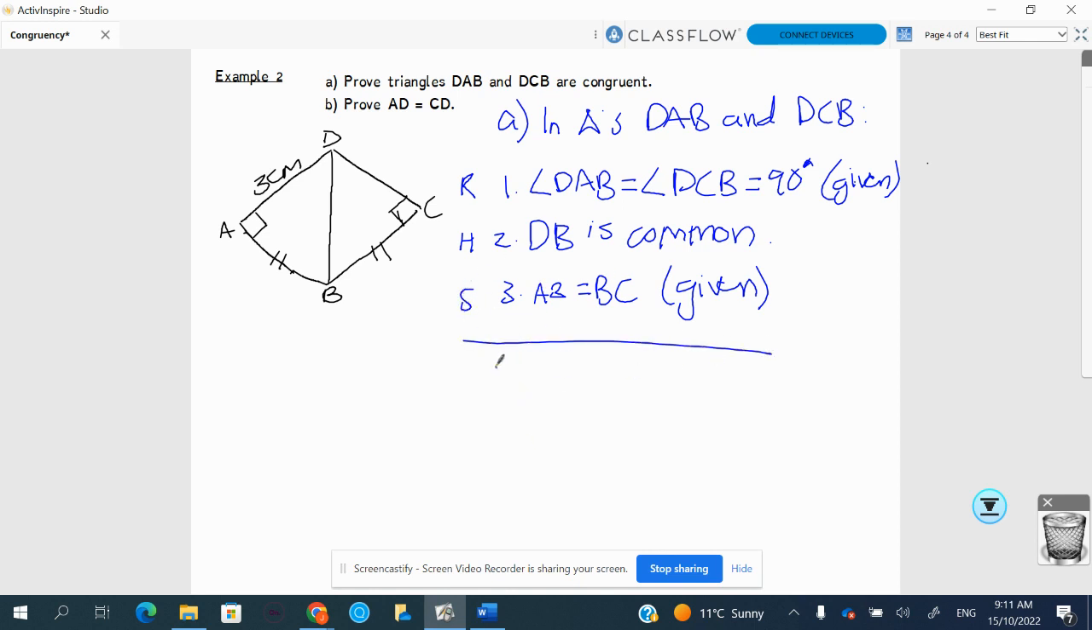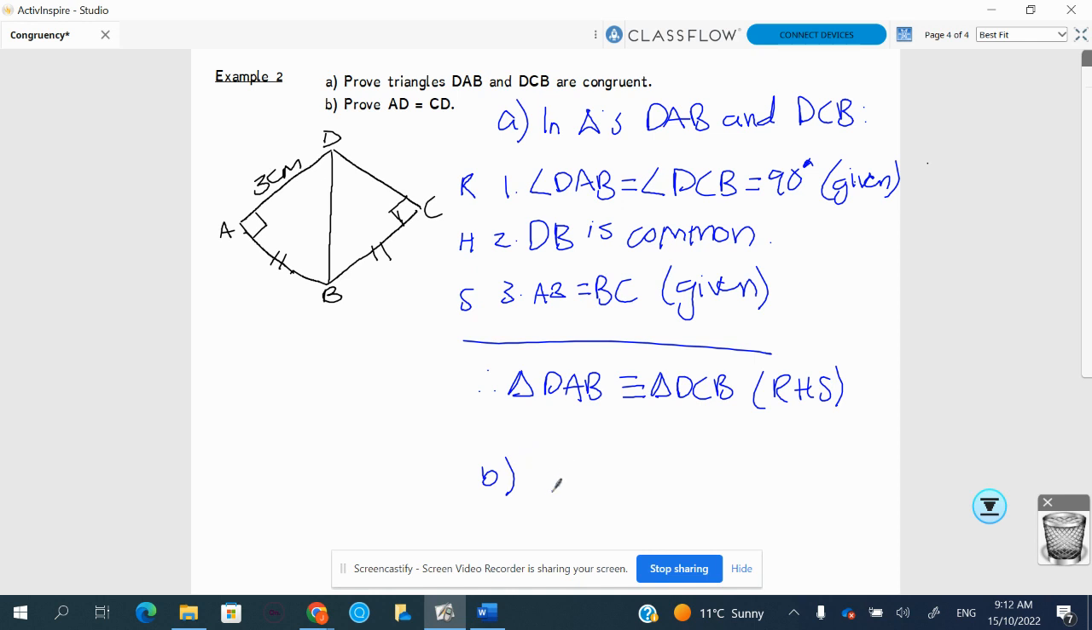So our concluding statement, therefore, triangles DAB congruent to triangle DCB because of our HS, so right angle hypotenuse side. So part B is asking us to prove that AD equals CD. So AD equals CD. These are now corresponding sides in congruent triangles. So we've just proven that these two triangles are congruent, therefore these sides must be equal.